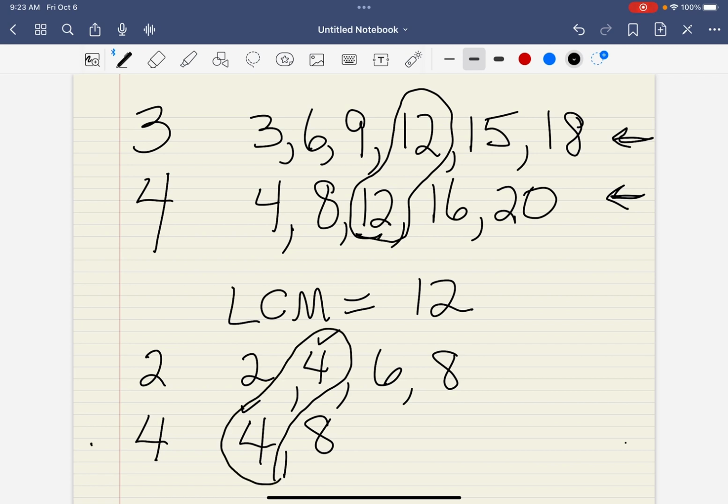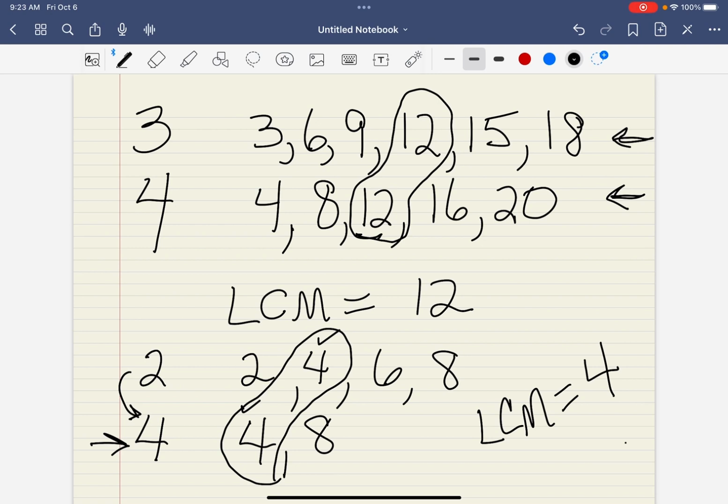Yes, it's the same as one of the numbers, but because 2 goes into 4, 4 is the least common multiple. So it's okay if your least common multiple is one of the original numbers. It doesn't have to be different from that.